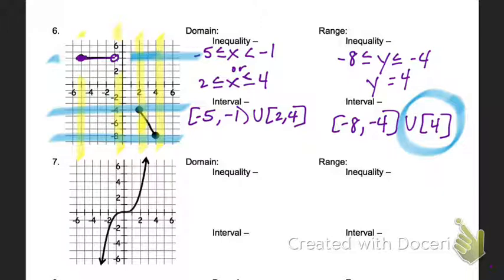So if you have a horizontal line and nothing goes above it, nothing goes below it, it's a y equals, and then it's going to be 2 brackets.